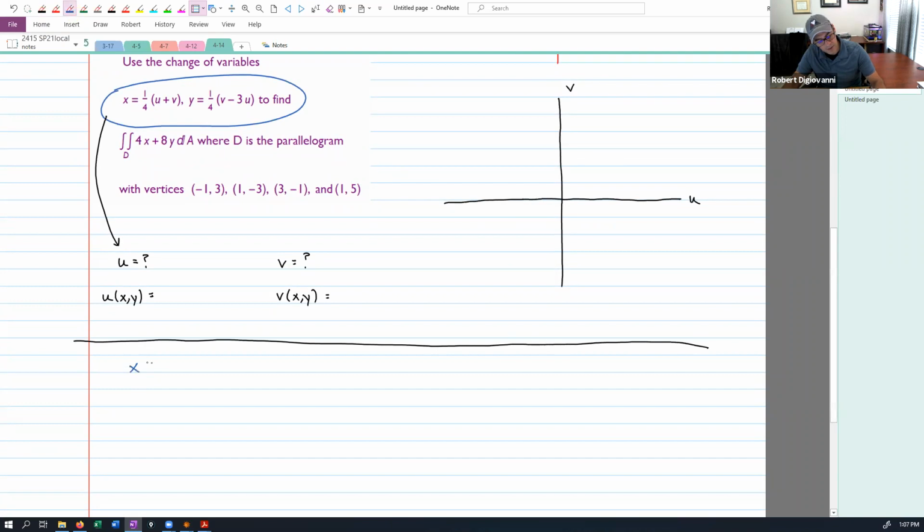So first, X is equal to 1/4 U plus V. And then Y is equal to 1/4 V minus 3U. Okay, so let's just start doing some algebra here. I'm going to multiply both sides by 4 here. I'll do the same thing on the other one.